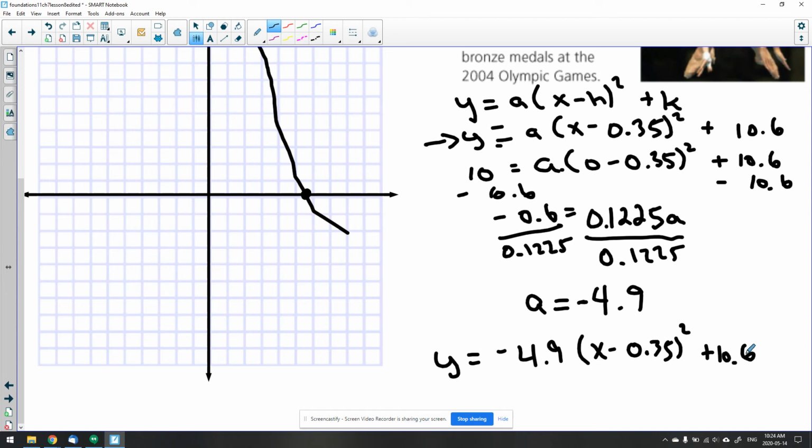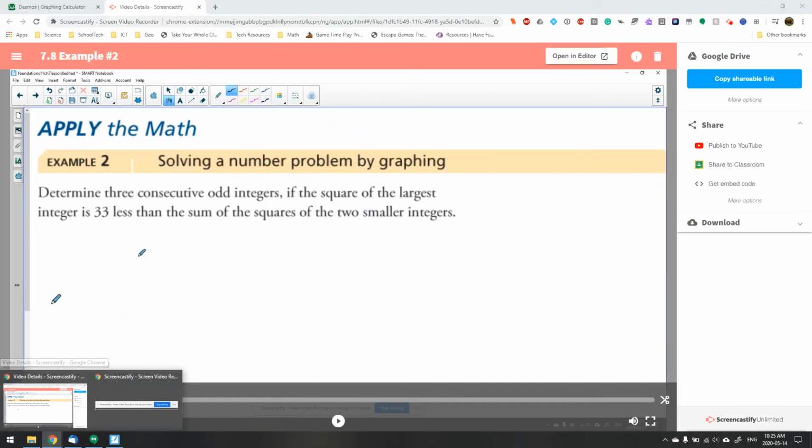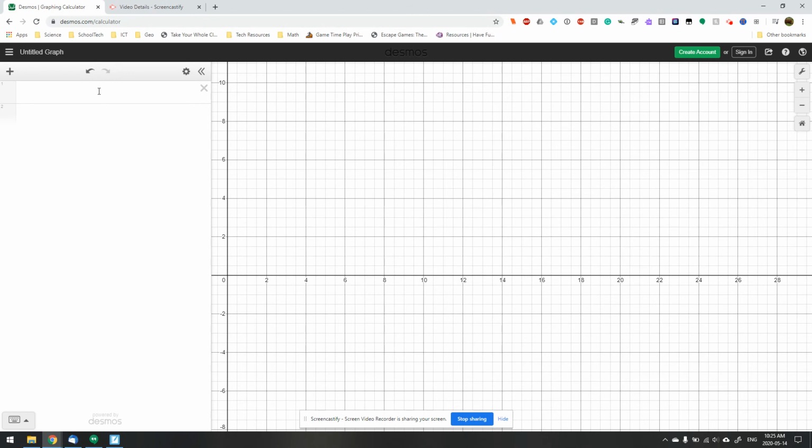There we go. So now we can take this equation over to Desmos and graph it, because clearly my hand drawing here doesn't tell us a whole lot of anything. So we're going to go over to Desmos, and we had negative 4.9 times (x minus 0.35) squared plus 10.6.